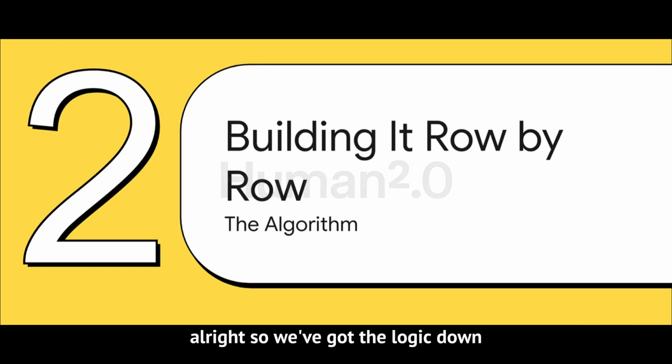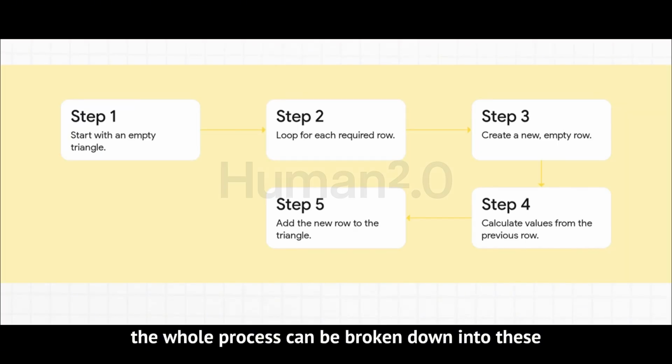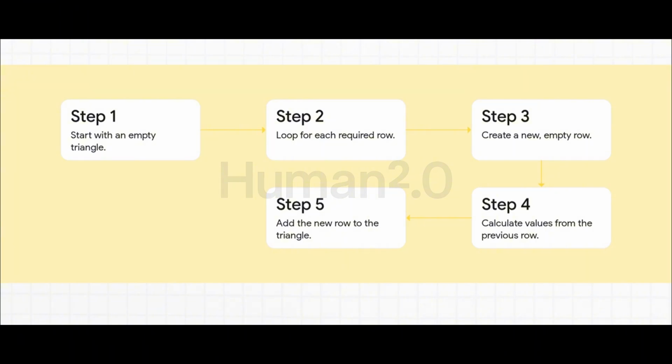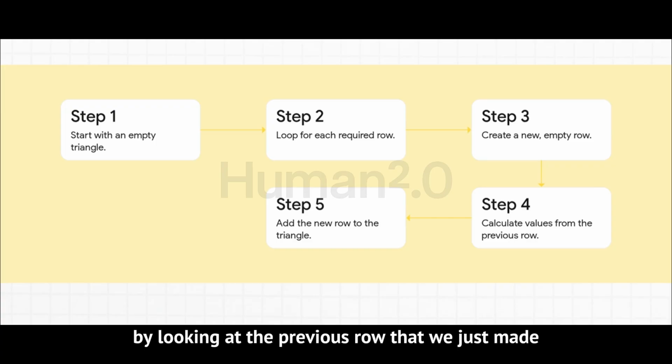All right, so we've got the logic down. Now let's make it a little more official. Let's turn it into a repeatable algorithm. Basically, a set of steps that a computer can follow to build a triangle of any size. The whole process can be broken down into these 5 steps. We'll loop for however many rows we need, and inside that loop, we build a new row. But the key, the real workhorse, is step 4. We calculate the values for our current row by looking at the previous row that we just made.